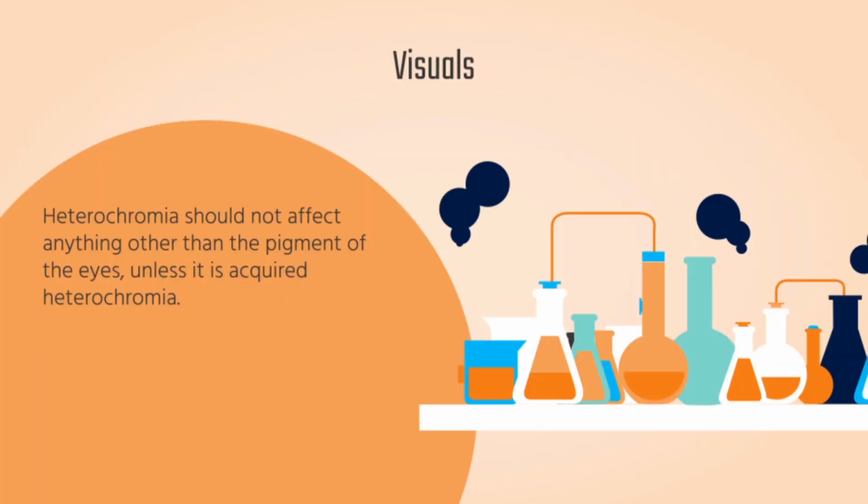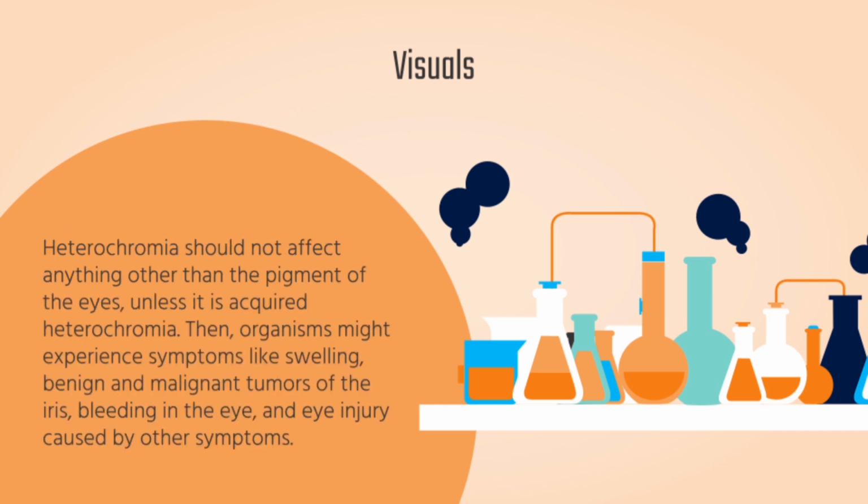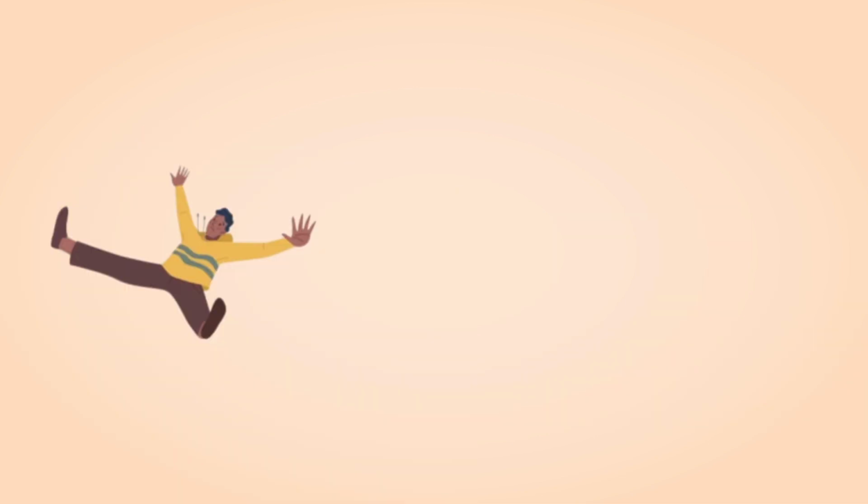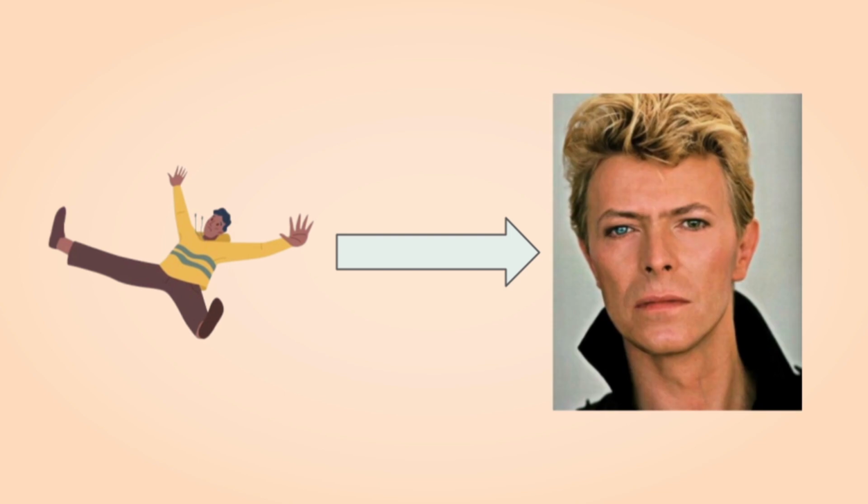It should not affect anything other than the pigment of the eyes, unless it is acquired heterochromia. Then organisms might experience symptoms like swelling, benign and malignant tumors of the iris, bleeding in the eye, and eye injury caused by other symptoms. For example, David Bowie's left eye dilated after an injury and resulted in acquired heterochromia.